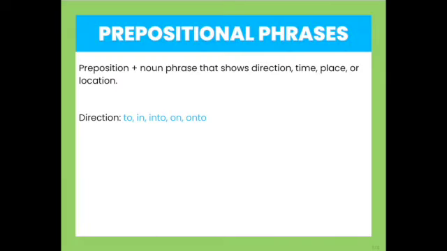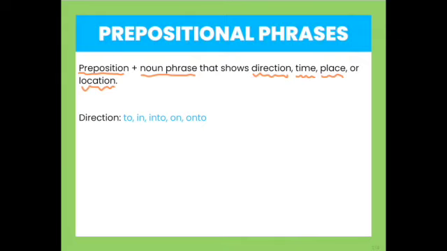Let's look at the definition of a prepositional phrase. It basically is a phrase that consists of a preposition and a noun phrase. And the purpose of that prepositional phrase is to demonstrate or show direction, time, place, or location. So let's take each of those one at a time.